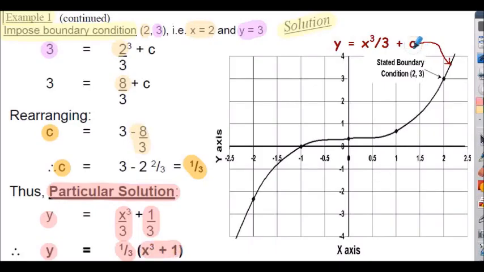Note that the constant of integration c actually relates to the intercept of the curve with the vertical axis, 1/3 shown here. For reference, when an initial condition or a boundary condition is stated in the question, it relates to a point on the curve, plotted here in this case, which is the y equation we derive after our integration process.